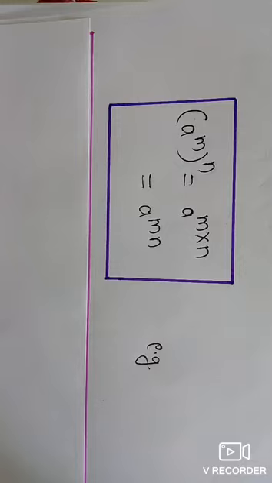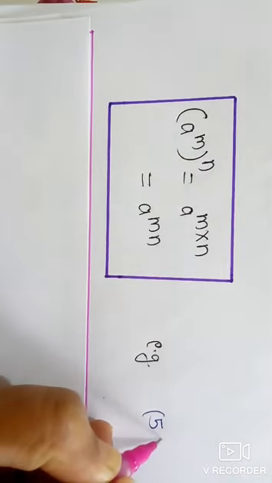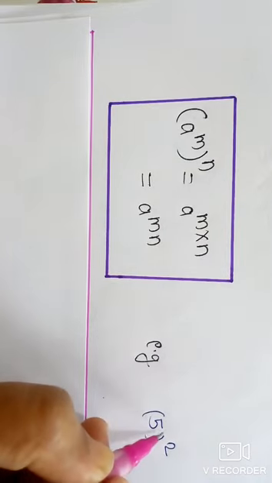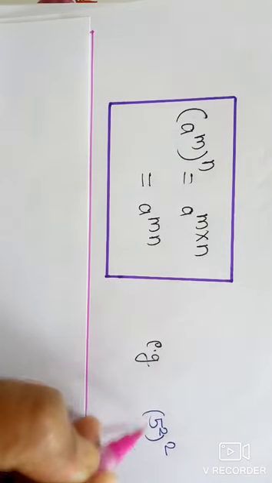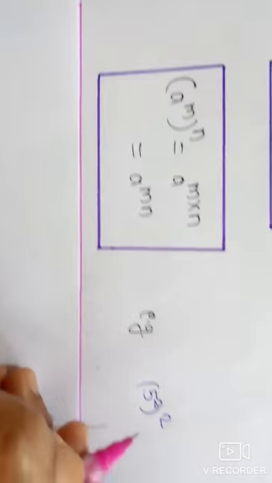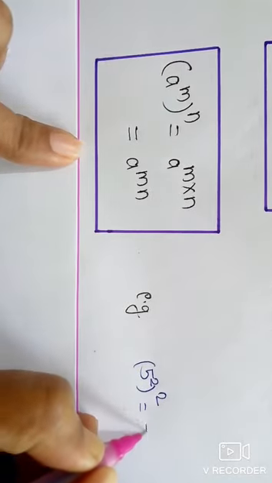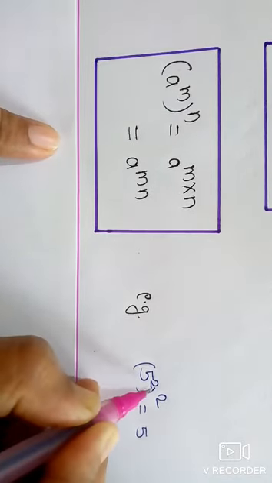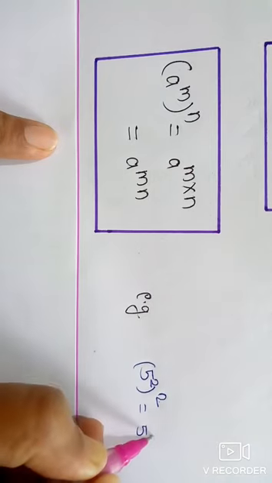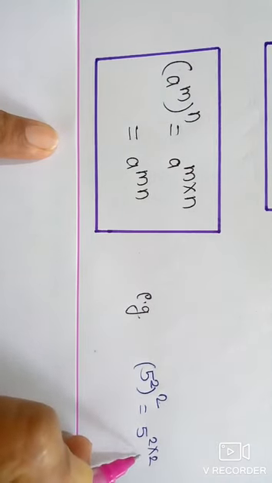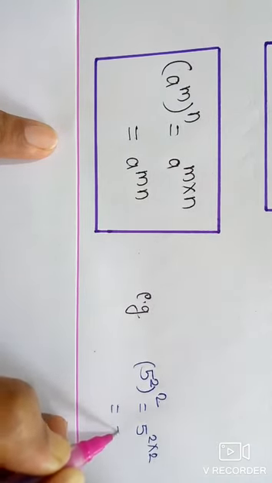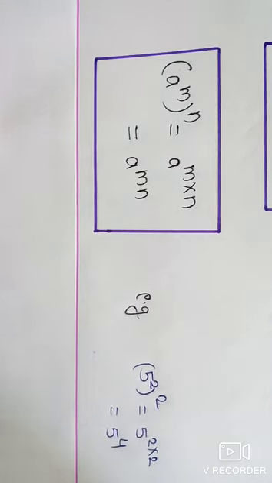Okay. So here one example you can see. Suppose 5 squared raised to 2. Means what can we do? 5 raised to 2 into 2. So here you will write 2 into 2, and that 2 into 2 is 4. So 5 raised to 4.